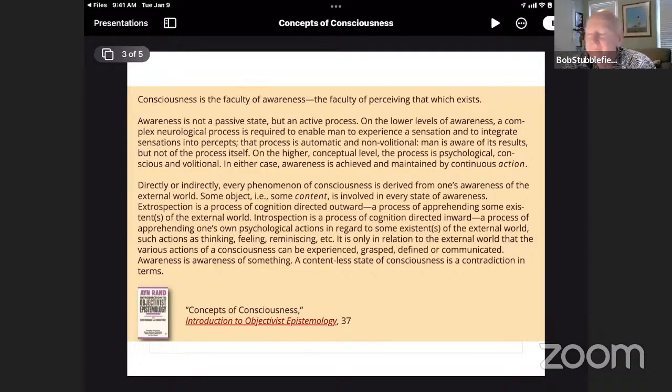Okay, so I'm going to read the second paragraph. I have some issues with even getting into this, but let's do it. Awareness is not a passive state, but an active process. Now that makes perfectly good sense to me, and I certainly have no negative inklings there. On the lower levels of awareness, whatever those are, we're going to find out in a moment, a complex neurological process is required to enable man to experience a sensation and to integrate sensations into percepts.